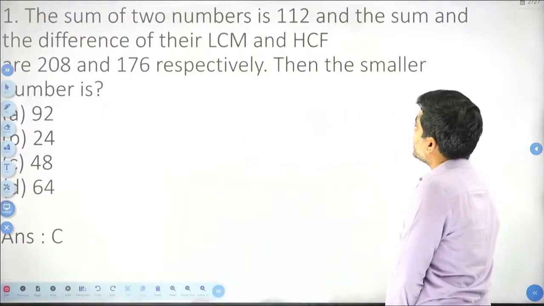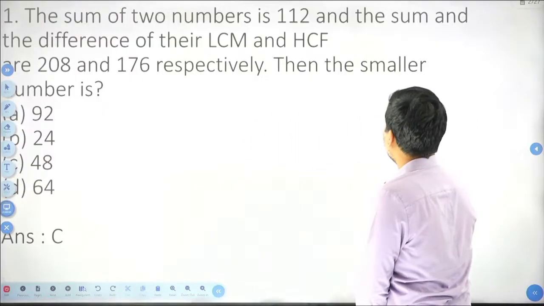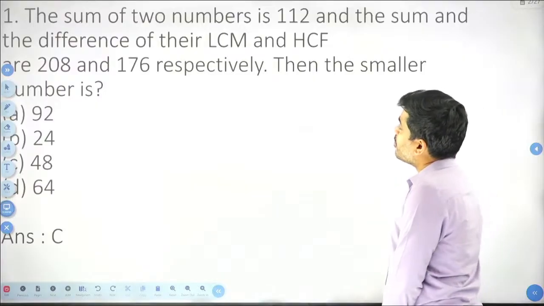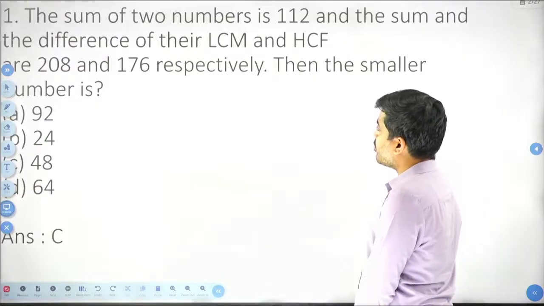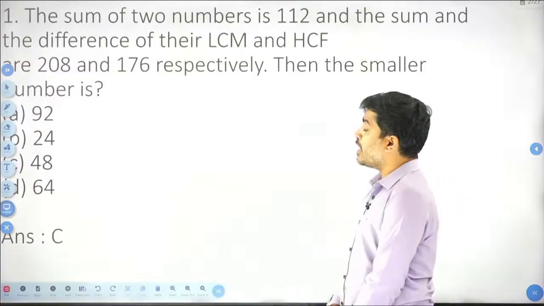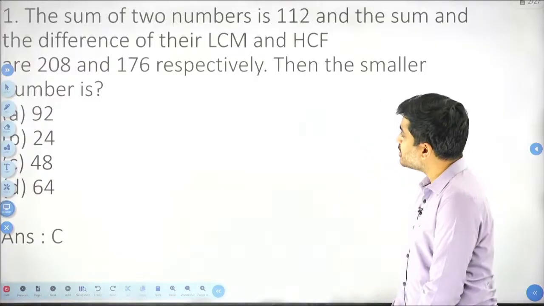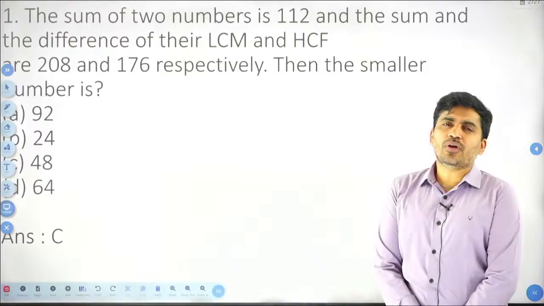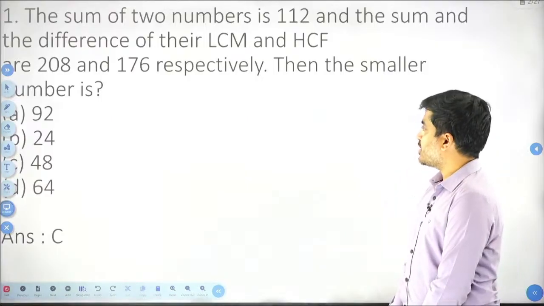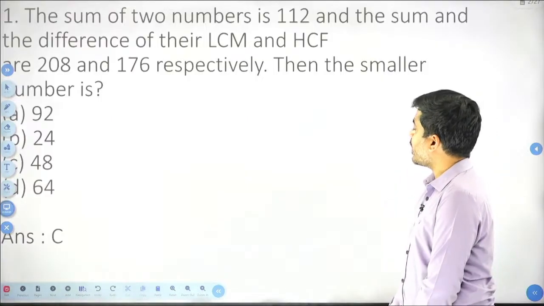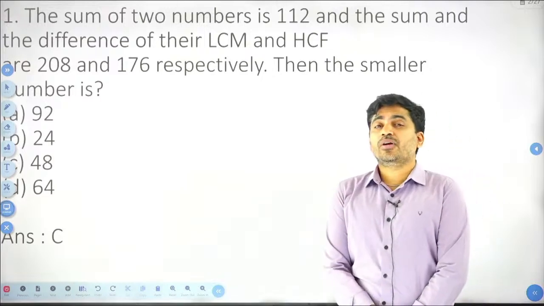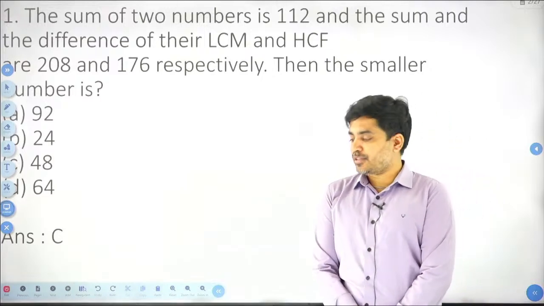Look at this. What is the first question given? The sum of two numbers is 112. The sum of LCM and HCF, and the difference of LCM and HCF, is equal to 208 and 176 respectively. They are asking what is the smaller number.